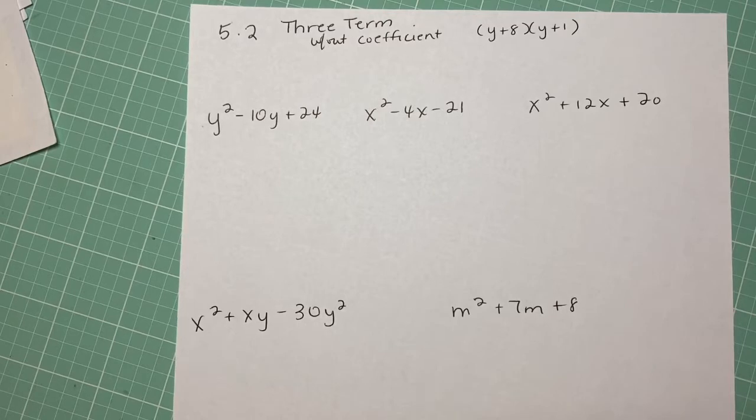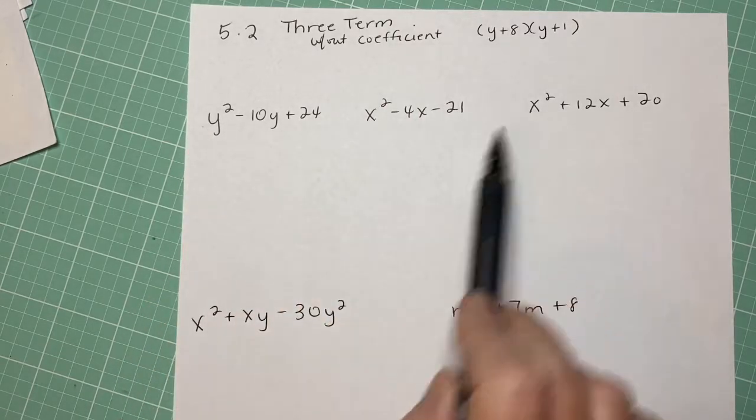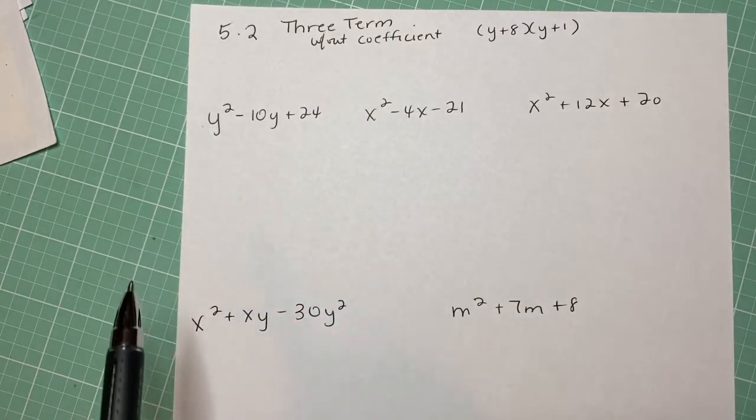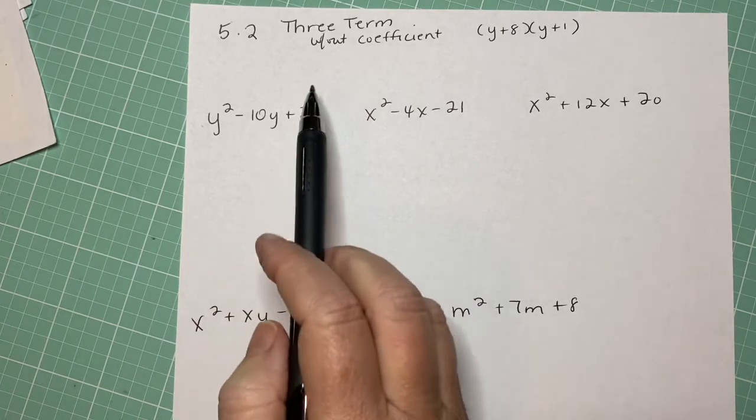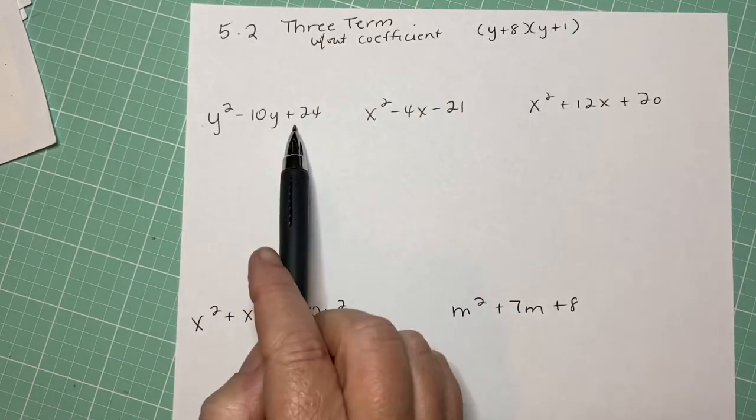So our steps for factoring are always step 1, check for a common factor. None of these are going to have a common factor because they don't have a number in front. They can only have a common factor if they have a coefficient. And so we're going to do 3 terms without a coefficient.